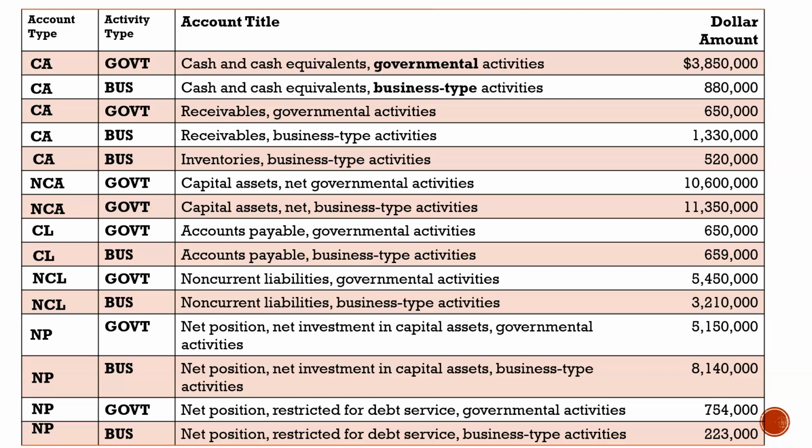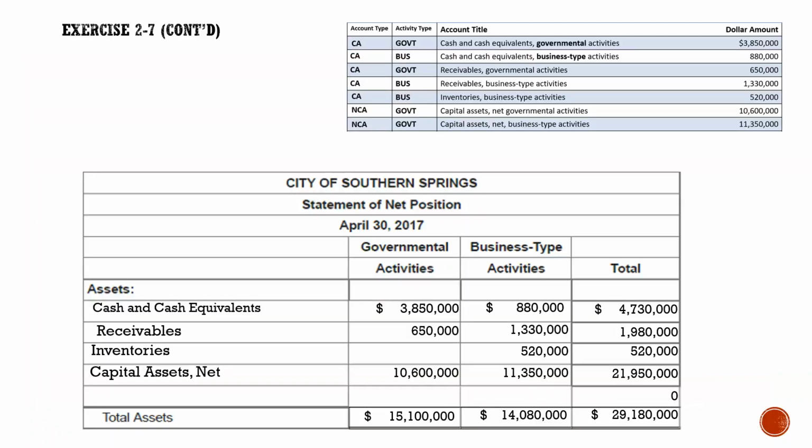Investments and capital assets, and then restricted. What we don't know is our unrestricted, right? So we will figure that out. So let's start with our assets here for the statement of net position. Very simple. You're just going to take these amounts and put them into the correct column.